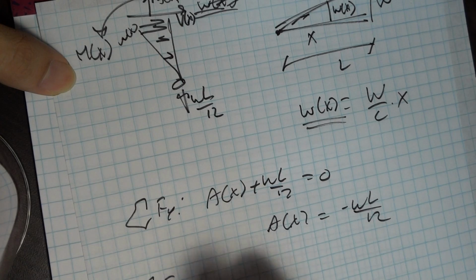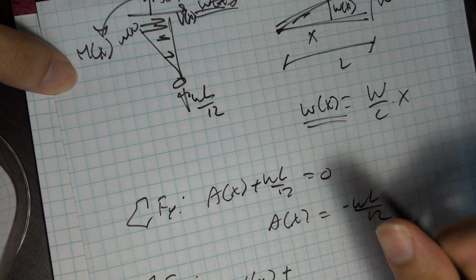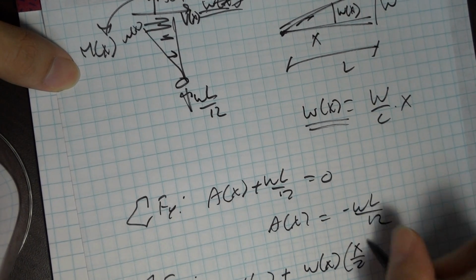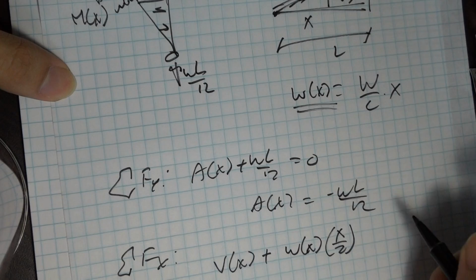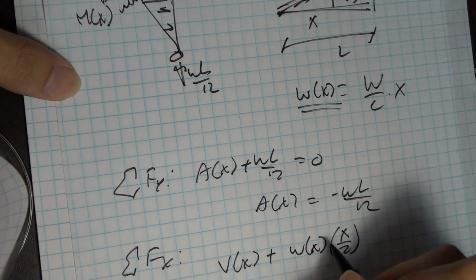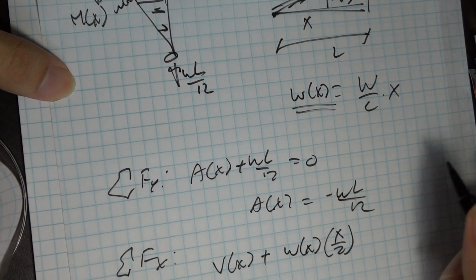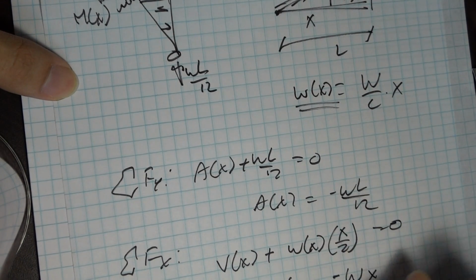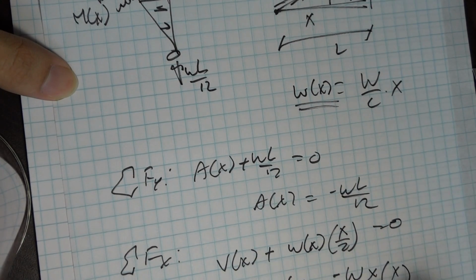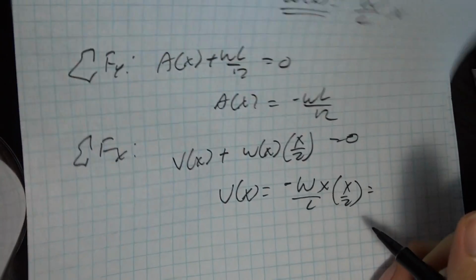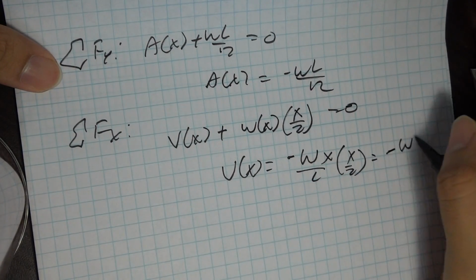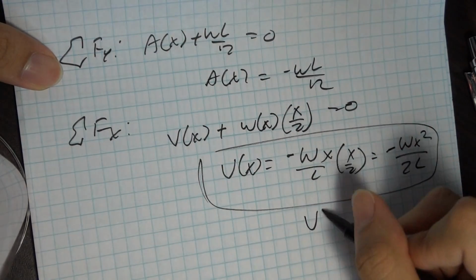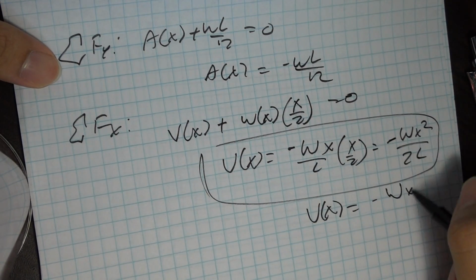If we do sum of forces in the x direction, we get V of x plus W of x, which is the height of the distributed load, times x divided by 2, which is the length times 1/2, which turns this distributed load into an area. So we get the total distributed load at this point equals 0. So V of x equals negative Wx on L times x on 2 equals negative Wx squared on 2L. Our V of x equals negative Wx squared on 2L.